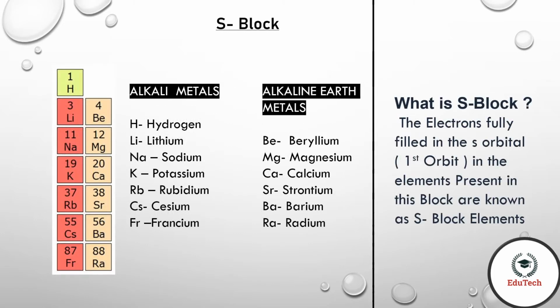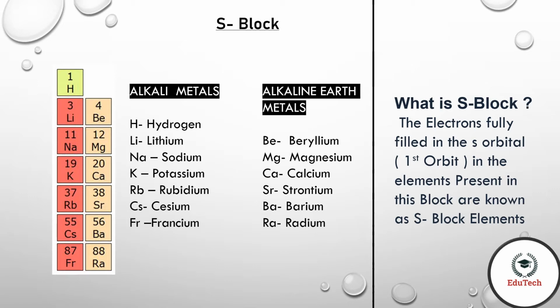Now we can see about S block. What is S block? The electrons fully filled in the s orbital, that is the first orbit, in the elements present in this block are known as s block elements. The s block elements are divided into two types of metals.